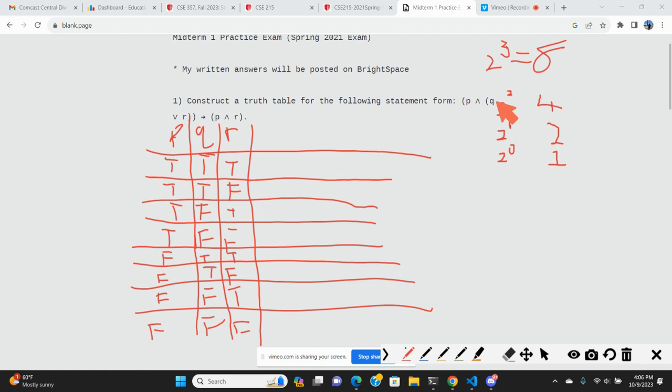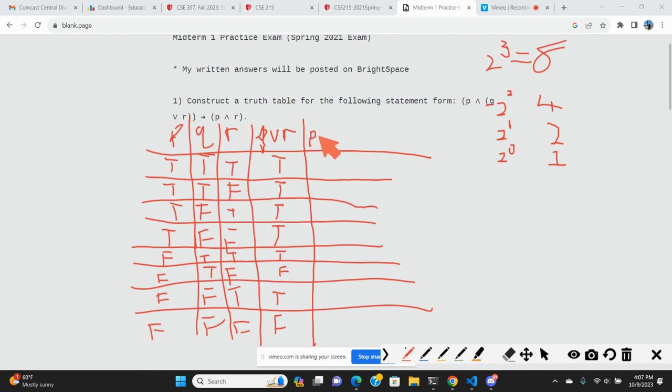And then we begin to work from the first operation up until the outermost operation. So the first one is going to be P or R. As you recall, the truth table for OR is that if one of them is true, then P or R is true. So this is true, true, true, true, true, false, true, and false for the last one. So that was P or R taken care of.